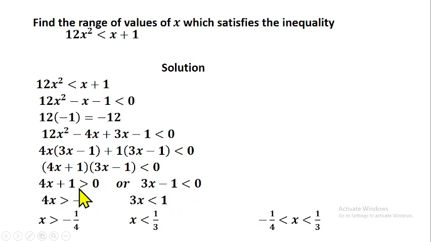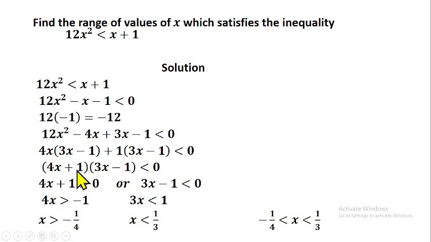So we have 4x plus 1 greater than 0. From there you can find our x. Take plus 1 to this side, it becomes minus 1. Divide both sides by 4. We have x is greater than minus 1 over 4. Here as well, you have 3x minus 1 is less than 0. Take minus 1 to this side, it becomes plus 1. Divide both sides by 3. We have x is less than 1 over 3.